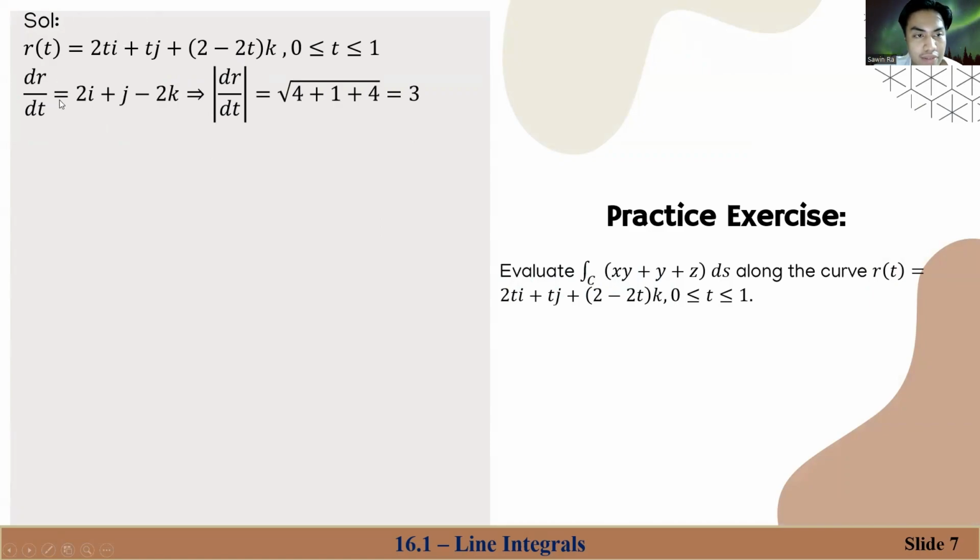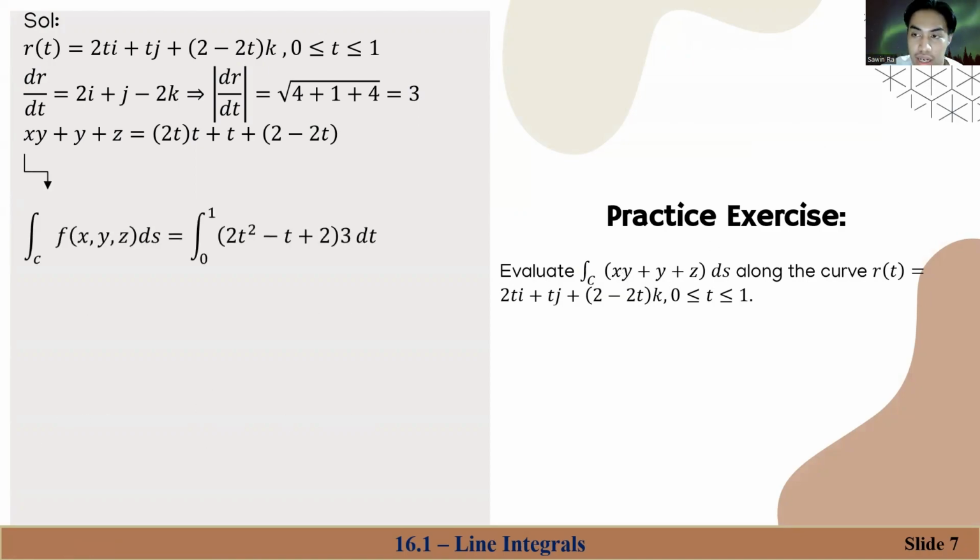From the equation, we can find dr/dt, which is 2i plus j minus 2k. The norm of dr/dt is the square root of the sum of the squared components, which are 2, 1, and negative 2. We take the square root of those values and get the result, which is 3. Next, we plug those values back into the initial function within the integration right here. We can then integrate the function.